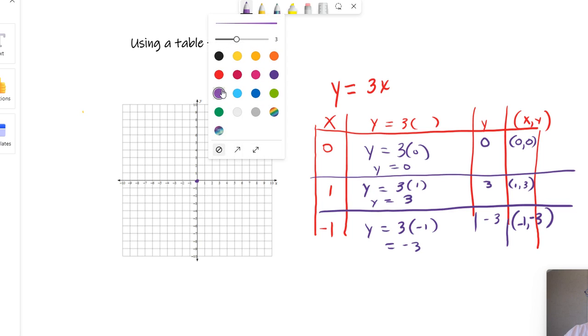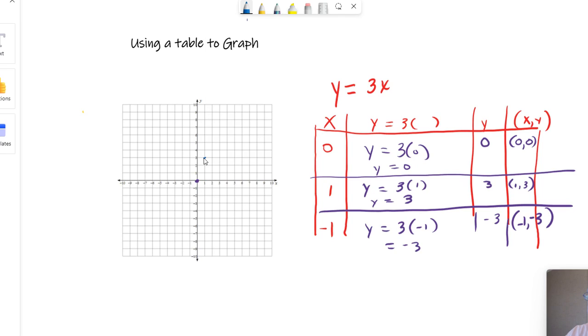I'm going to plot those on my graph. So I've got 0, 0, 1, 3 is right there, and then -1, -3 is right there. The points make a nice straight line. Use your drawing tools to draw that. And so there is your graph. Simple. That's all you've got to do.